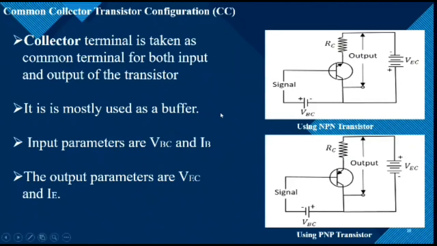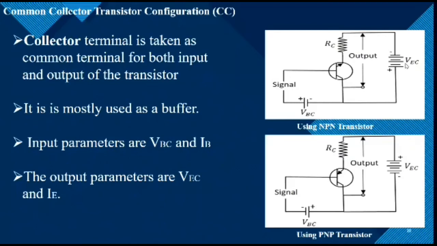In this configuration, the input signal is applied between the base and collector region and the output is taken between the emitter and collector region. Here, the input parameters are VBC and IB and the output parameters are VEC and IE. The common collector configuration has high input impedance and low output impedance. The input and output signals are in phase. Here also the emitter current equals the sum of the collector current and the base current, similar to common base and common emitter configuration.